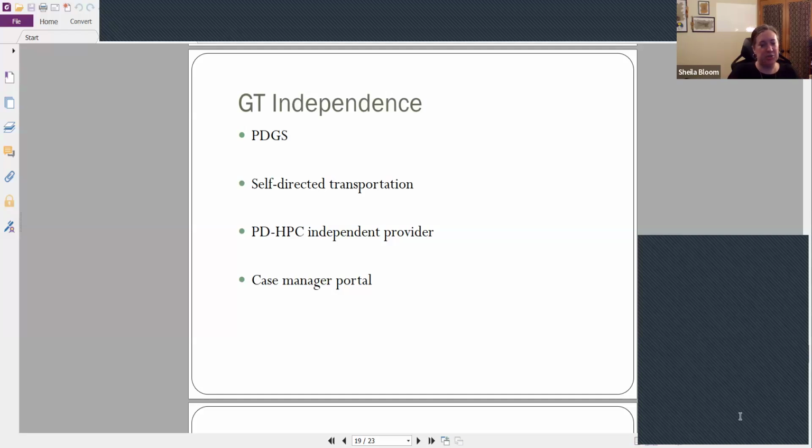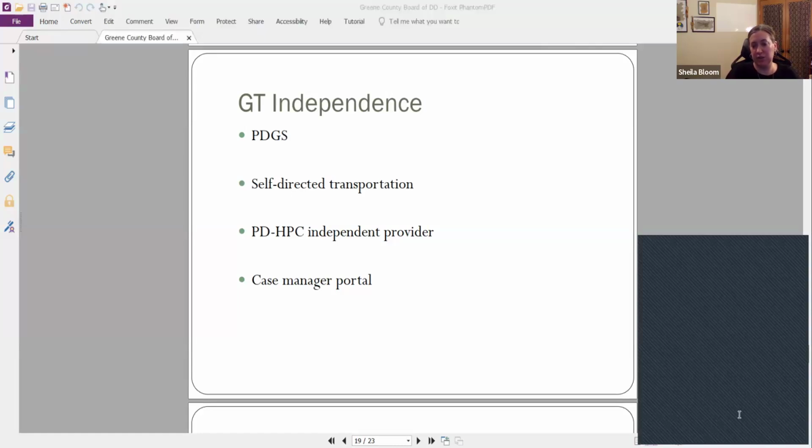GT Independence. I'm just going to touch on those really quickly for folks that may have heard about GT Independence. They are a contractor that works with DODD to help manage payments for self-directed services. So this is who you will hear from and communicate with, and your SSA will help you coordinate with them if your individual chooses to utilize participant-directed goods and services, self-directed transportation, or participant-directed HPC with independent providers.